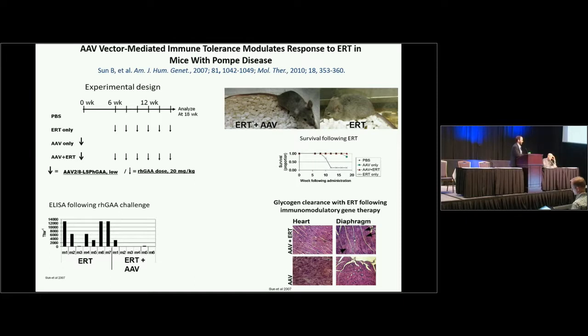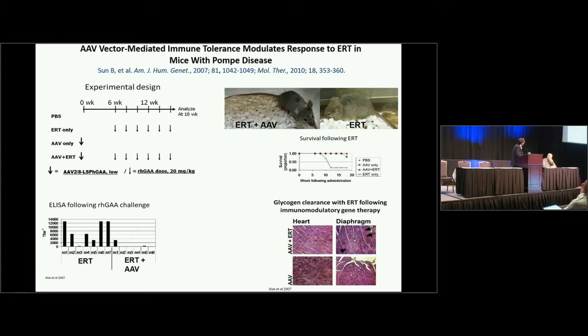This experiment looked at the combination of ERT with AAV, and there were 4 groups: either mock-treated controls, ERT-only mice, AAV only at a low dose, or AAV followed by ERT.